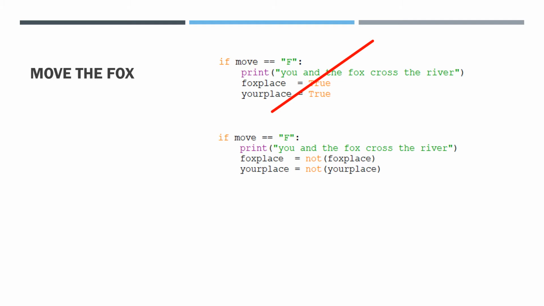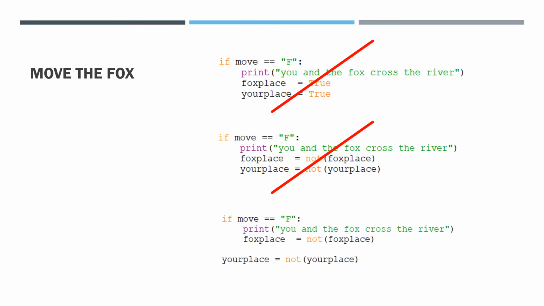So the fox place becomes the opposite of what it was. If it's false, it becomes true. If it's true, it becomes false, and your position changes similarly. Okay, so that's a much better bit of code, but I'm still not happy with it. And let's see my final version of this code.